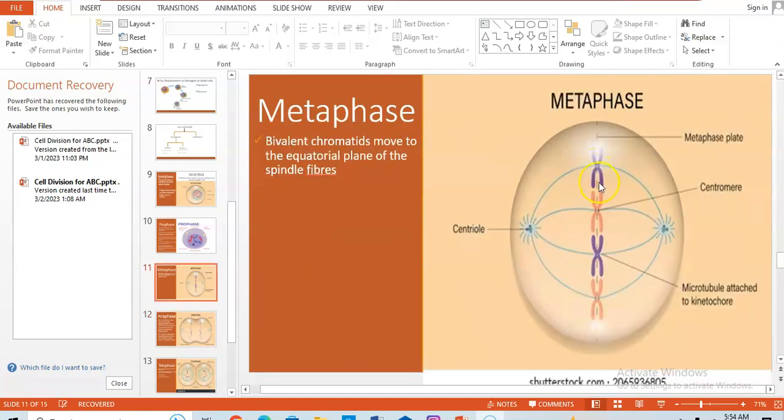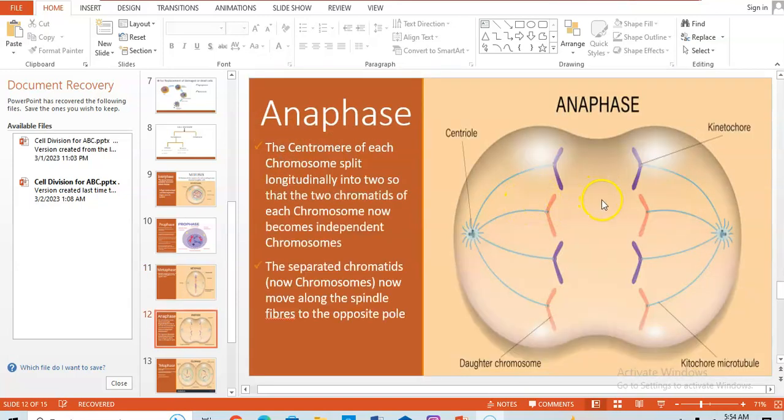So at anaphase, there will be a splitting here. At this centromere, there will be a splitting. The centromere will split longitudinally, alright, so that these chromatids become separated. They become separated chromatids. They become independent chromosomes at anaphase. And then they begin to migrate to the opposite pole along the spindle fibers, alright?